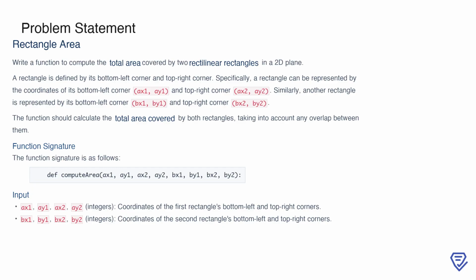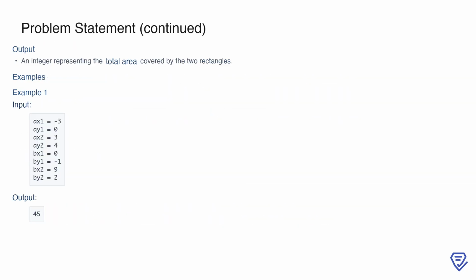The function signature is provided as computeArea(x1, y1, x2, y2, bx1, by1, bx2, by2), where all inputs are integers representing the coordinates of the rectangles. The function is expected to return an integer that represents the total area covered by the two rectangles. Let's look at some examples to better understand the problem.